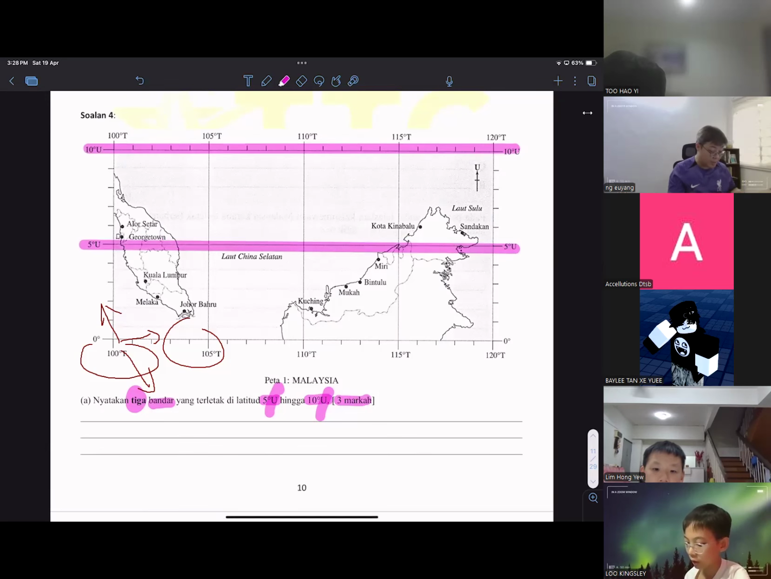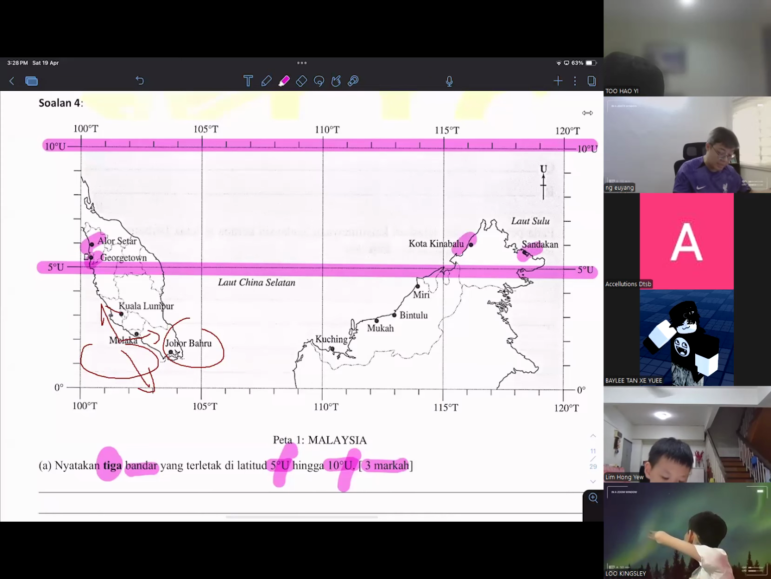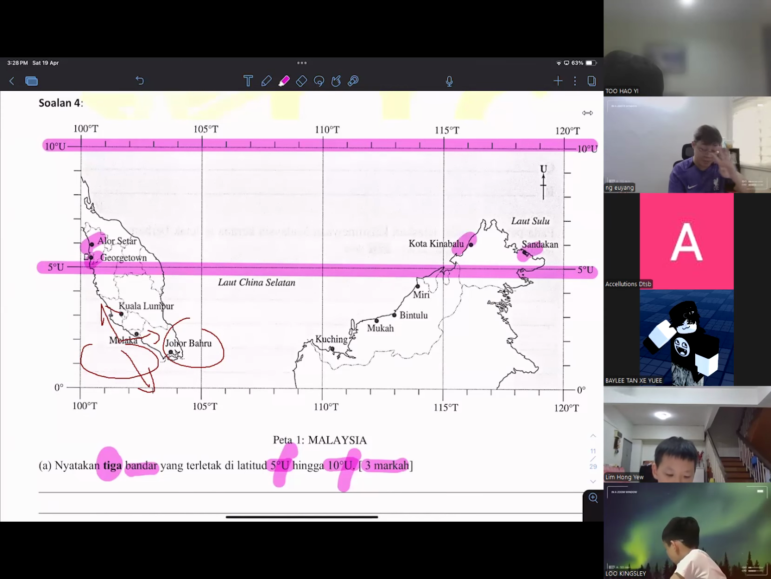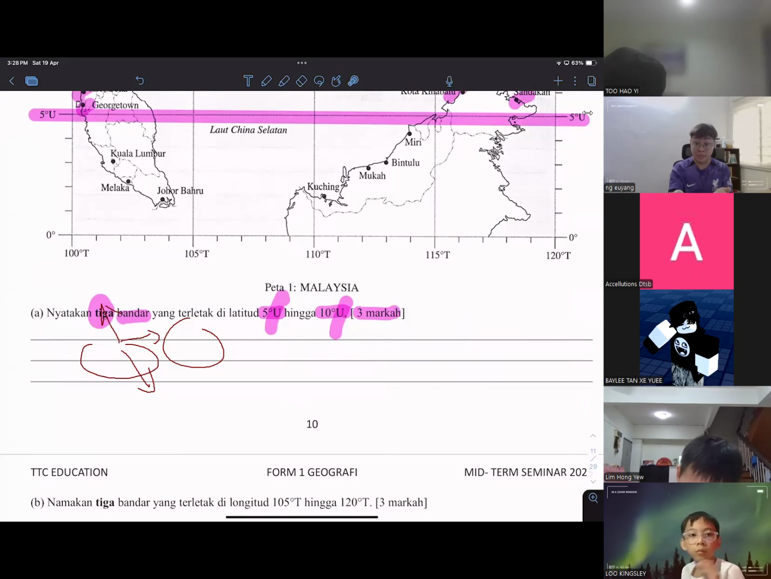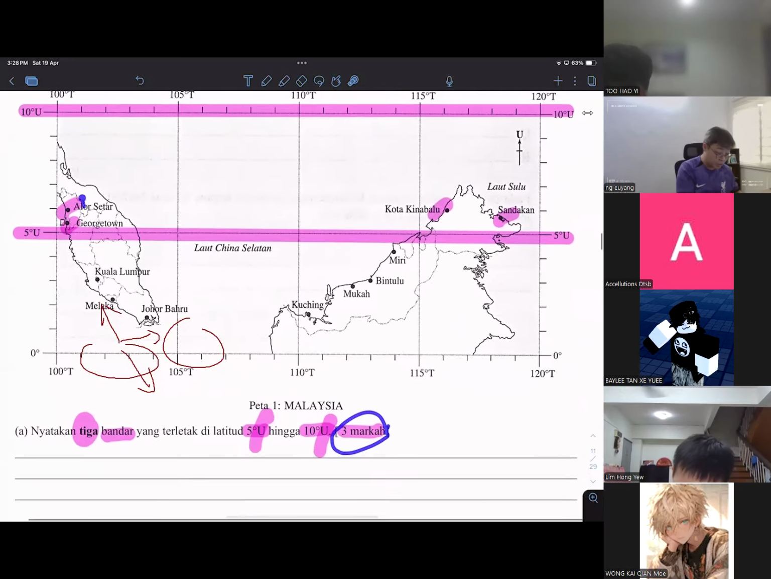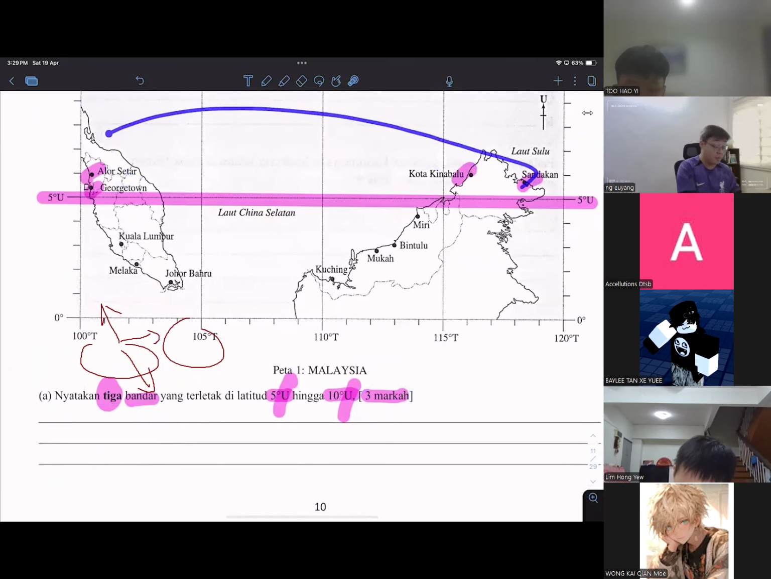So what are the three cities? We have Georgetown, Alor Setar, Kota Kinabalu, and Sandakan. We're supposed to have 4 marks, but if you write out the 4 cities here, will you get 4 marks? Impossible, it's only 3 marks maximum. I'm not going to write down the answer on the page, but you know where to find the 3 cities from the 4 cities here.